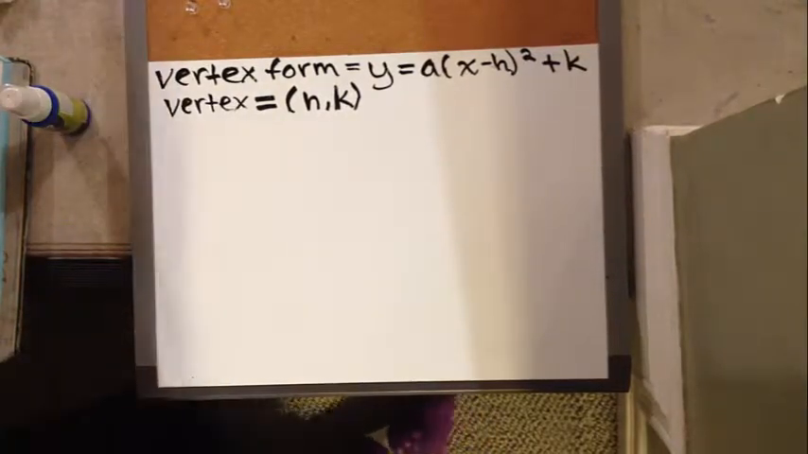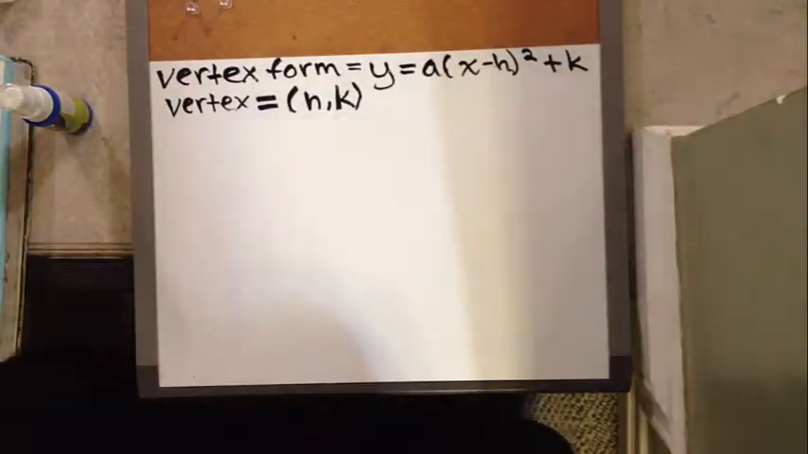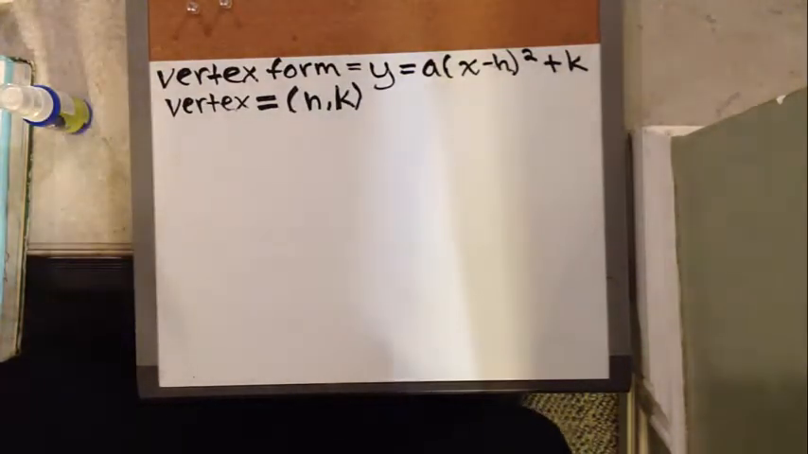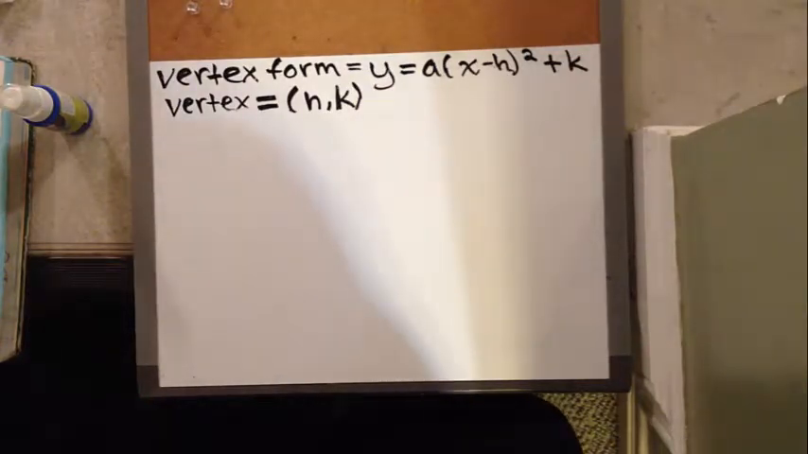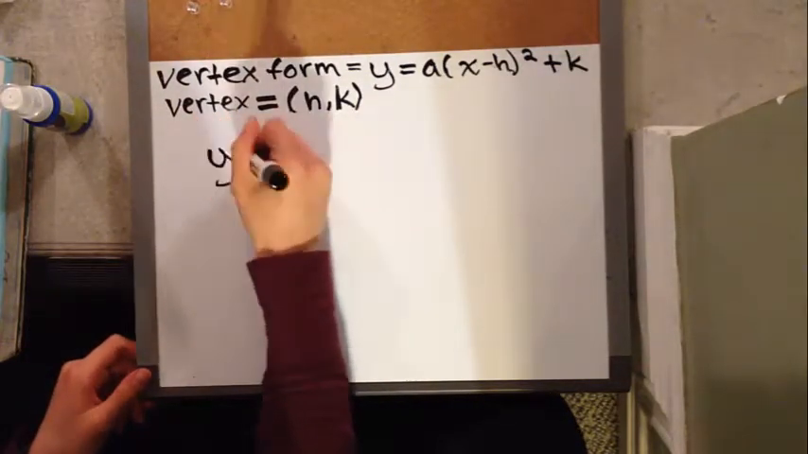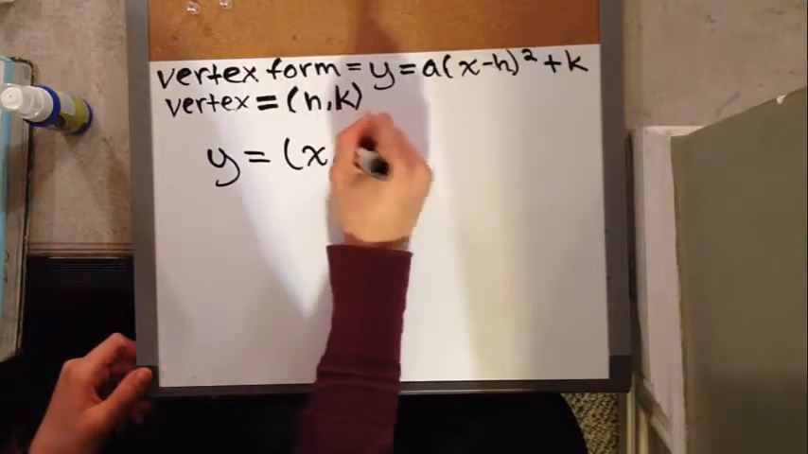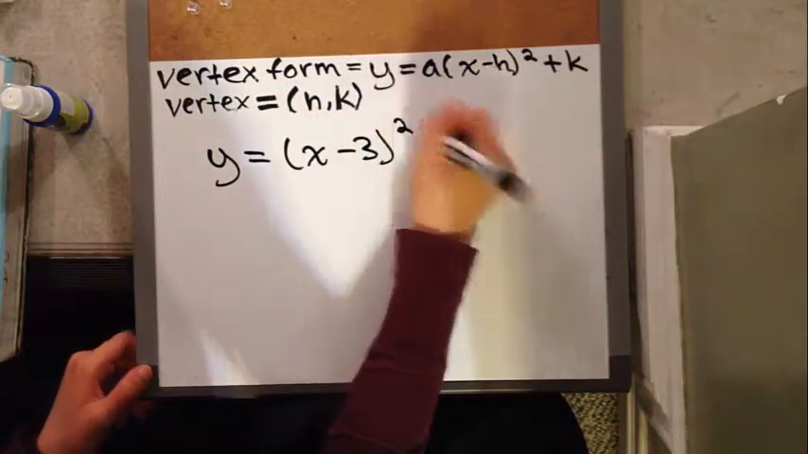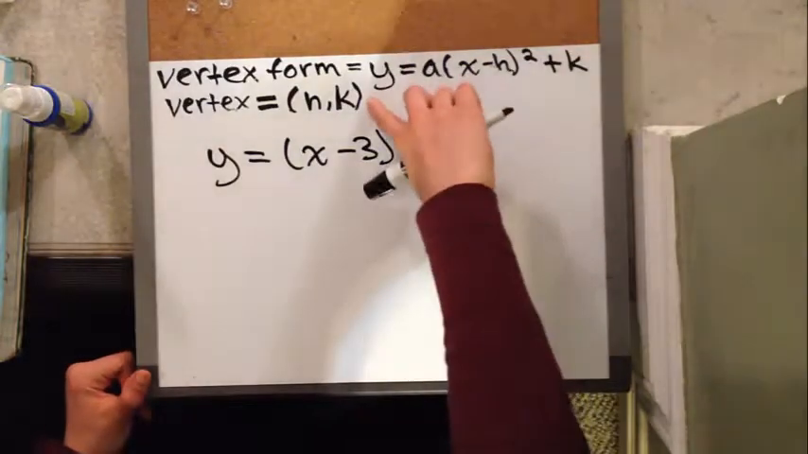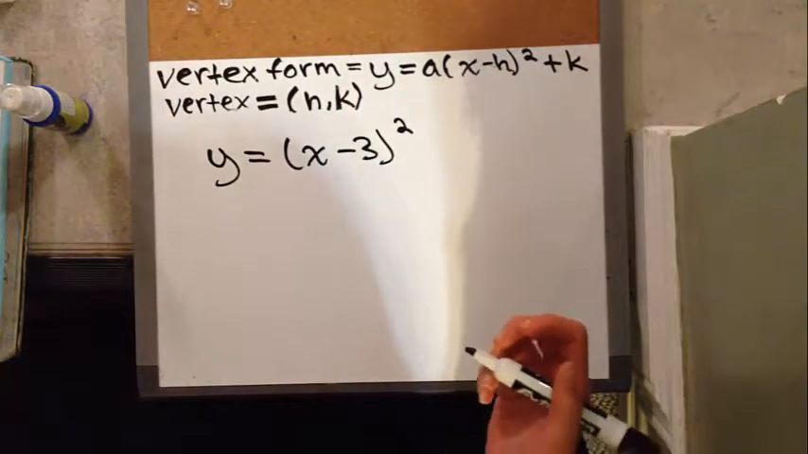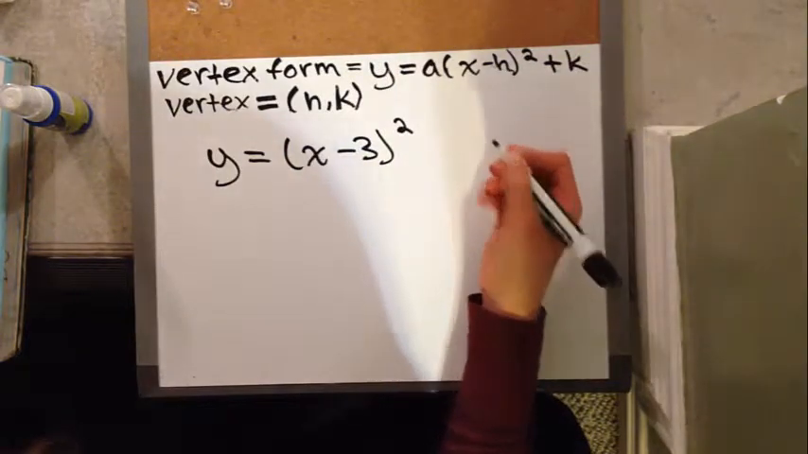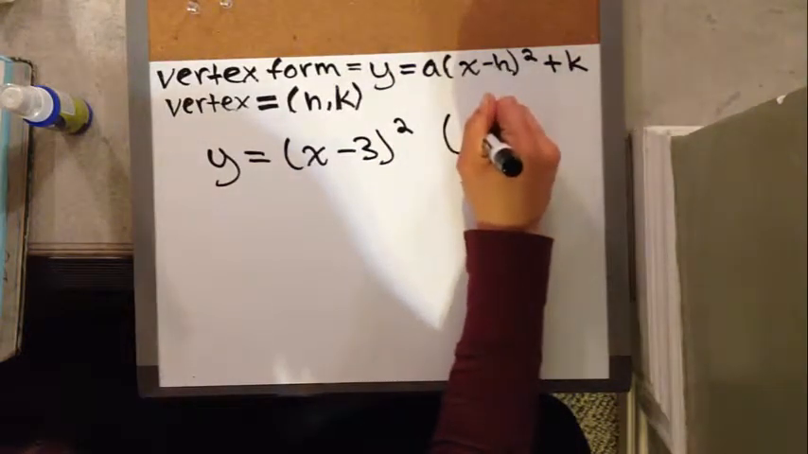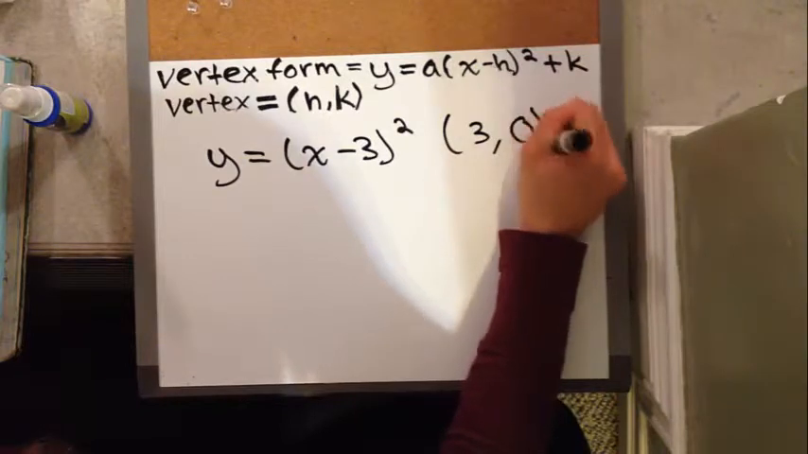The first form of the quadratic equation I will be demonstrating is vertex form, with the formula y equals a times parentheses x minus h squared plus k. The first problem I will be demonstrating is y equals (x minus 3) squared. Since we already know that (h, k) is the vertex, there's not a lot of work to do in order to find it. So we know that our vertex is (3, 0).